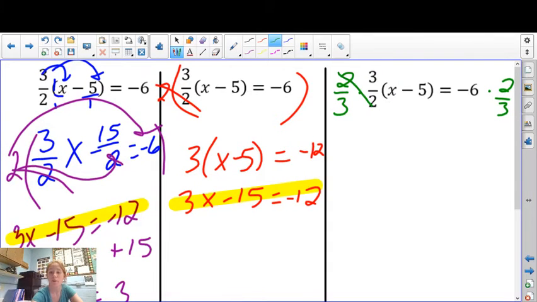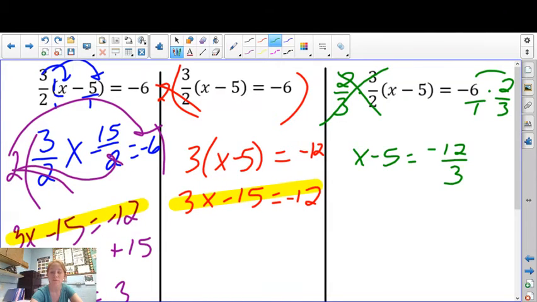My 2 on top and my 2 on bottom will cause each other to cancel. My 3 on top, my 3 on bottom will cause each other to cancel. So the only thing I'm left with on that left side is x minus 5. However, I need to go ahead and multiply this guy through. So I'm going to take top times top, bottom times bottom. So 2 times -6 is -12. 1 times 3 is 3.